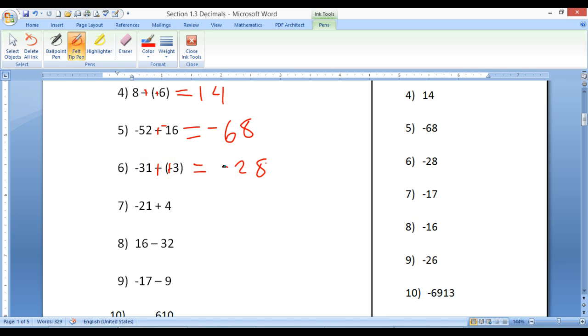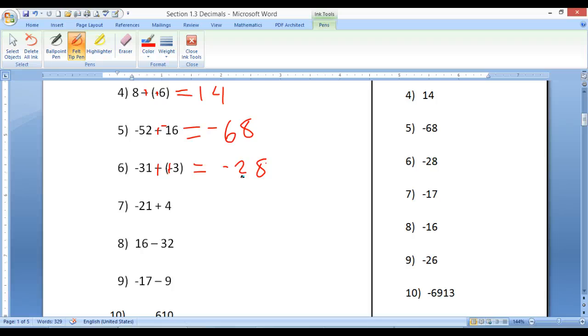Now, that was kind of a lot of rules thrown at you. One way to remember this is to kind of think about money. If I am $31 in debt and I add $3 towards that debt, then I'm only $28 in debt. So that's one way of thinking about it, and a lot of students like that way as well.